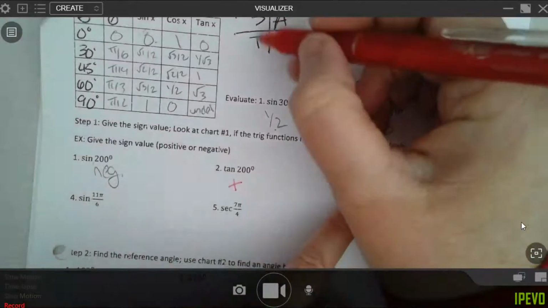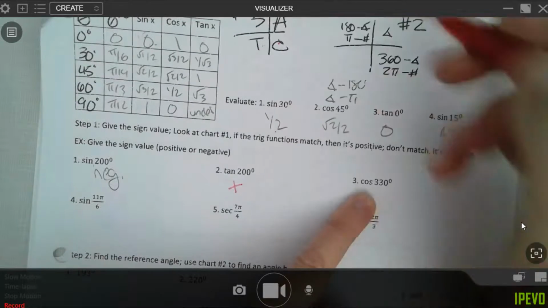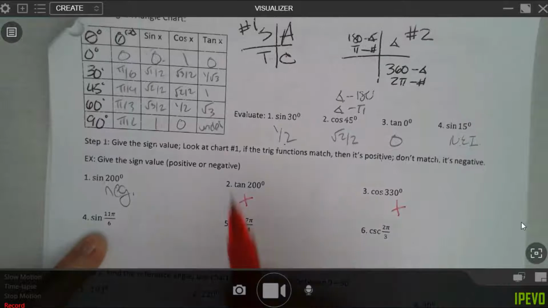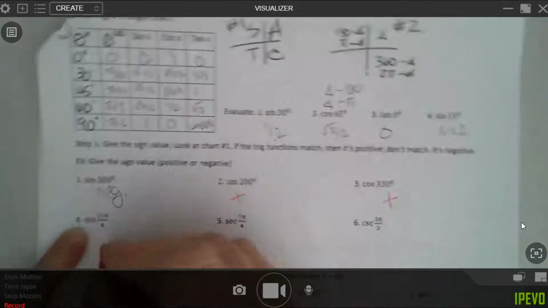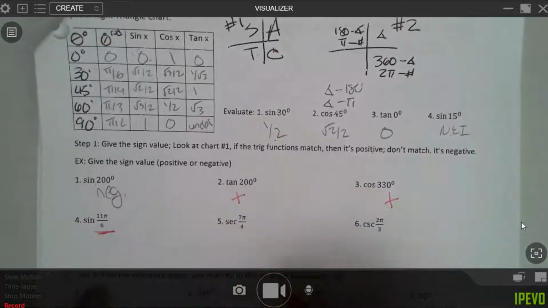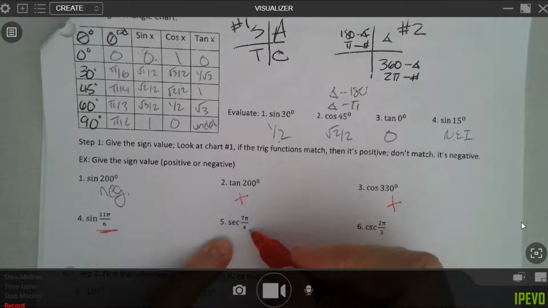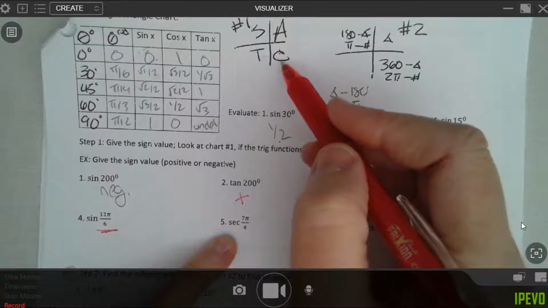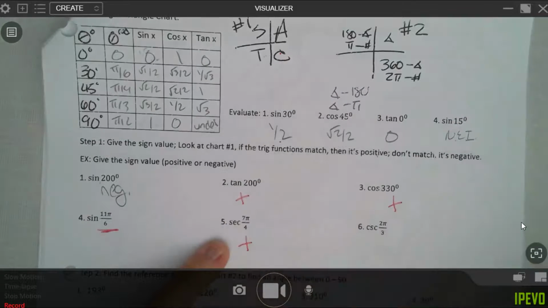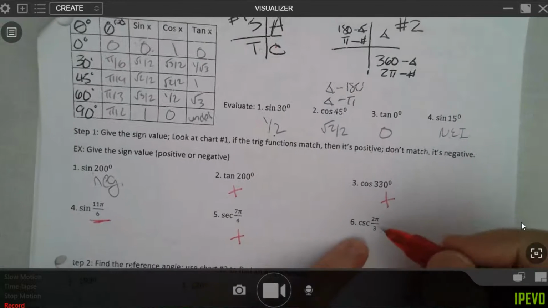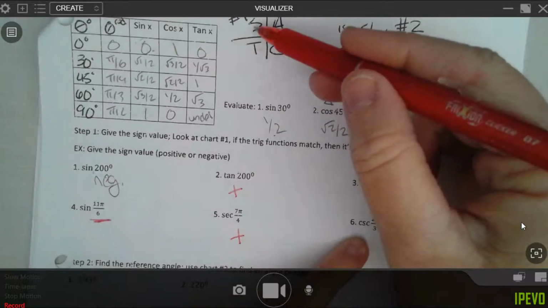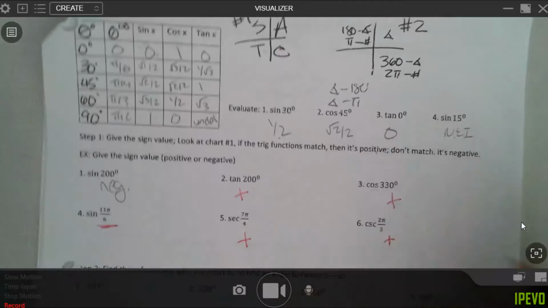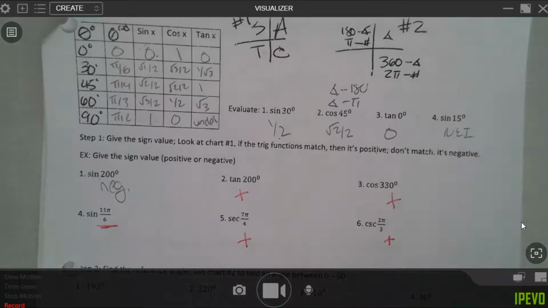Cosine of 330. 330 falls down here, so that's a positive. 11 pi over 6 is almost 2, but not quite. So that's in the C quadrant. That's a positive. 7 pi over 4 is almost 2, but not quite, so it's in the C quadrant. Since secant is the reciprocal of cosine, that's what makes it positive. 2 pi over 3 is almost 1, but not quite, so that puts us in our sine quadrant. So that's also going to be positive because sine and cosecant are reciprocals of each other.